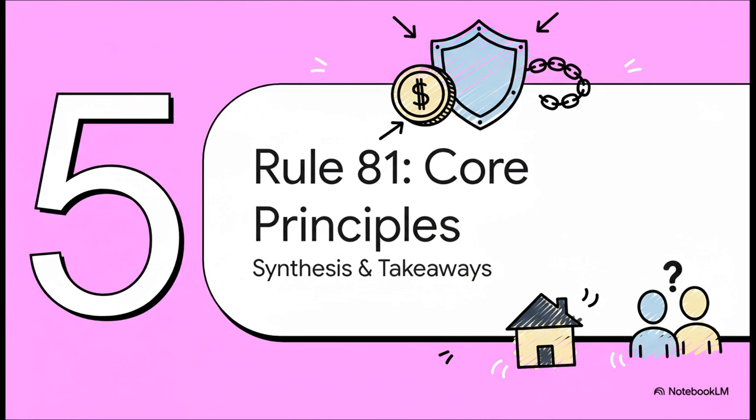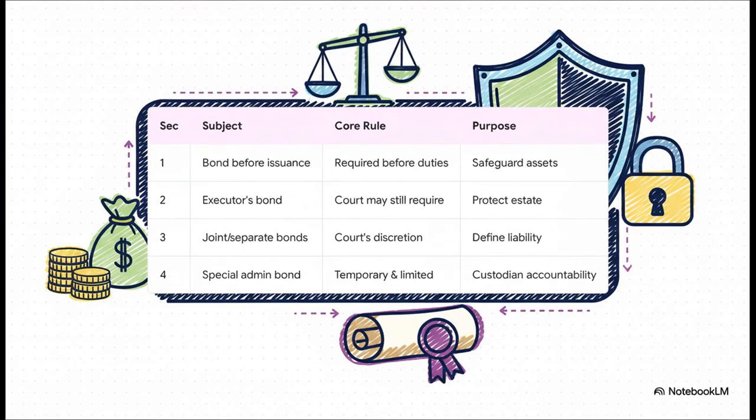All right, we've gone section by section, piece by piece. Now it's time to zoom out and pull it all together to really see the core principles that make Rule 81 tick. And this summary table does a fantastic job of laying it all out. You can see, clear as day, how each section we've covered, from 1 to 4, has its own subject, its own core rule, and a very specific purpose. It flows perfectly from safeguarding assets in Section 1 to ensuring accountability for the temporary custodian in Section 4.